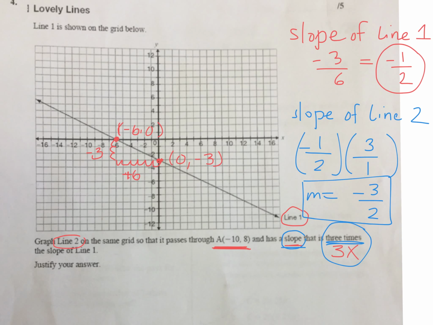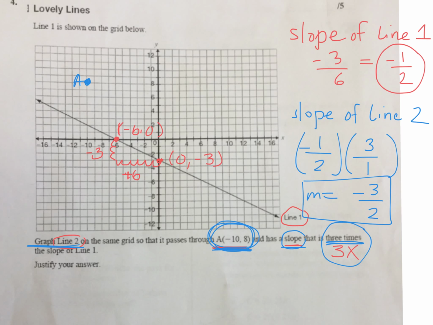So what they've asked you to do is to graph line 2 on the same grid. If it passes through this point, what should I do? If I'm told a point that's on the line, what should we do with that information? Okay, so I know that it passes through the point negative 10, 8, so let's put that point on the graph. Negative 10, that's x, here. Okay, so this is a point on my line.